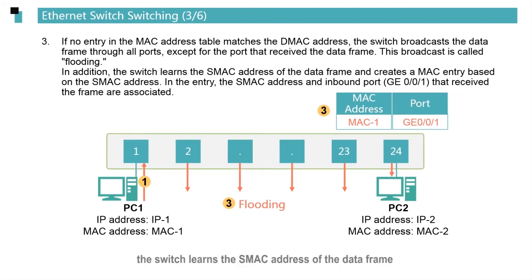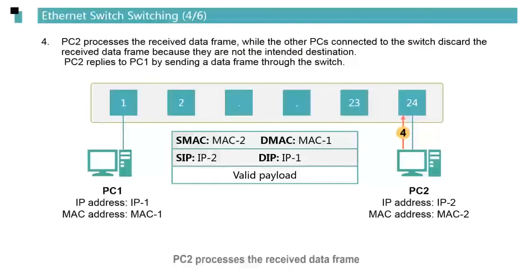All interfaces in the same broadcast domain as the switch receive this data frame. In addition, the switch learns the SMAC address of the data frame and creates a MAC entry based on the SMAC address. In the entry, the SMAC address and inbound port GE001 that receives the frame are associated. PC2 processes the received data frame, while the other PCs connected to the switch discard the received data frame because they are not the intended destination.